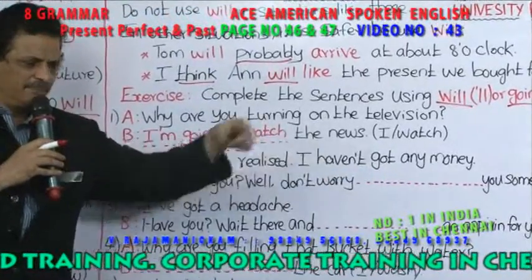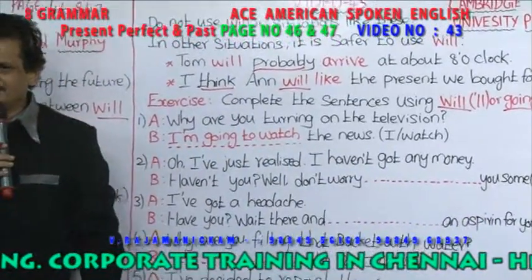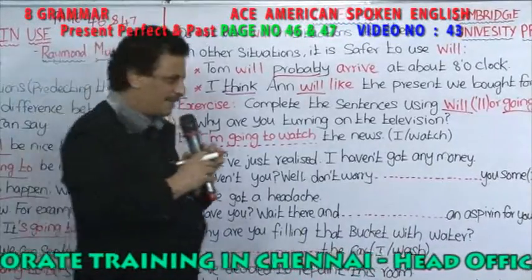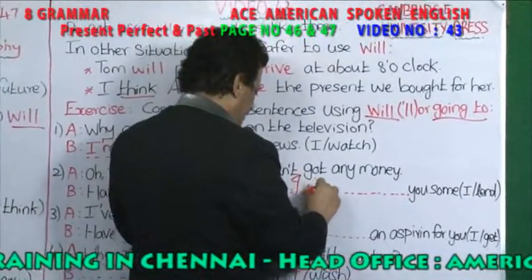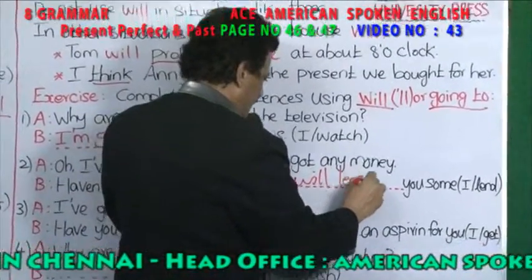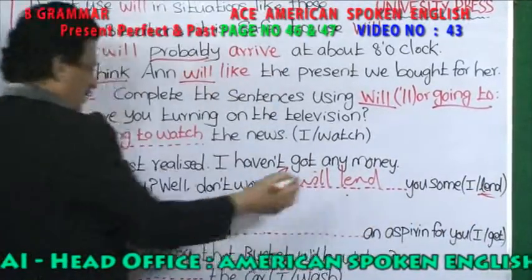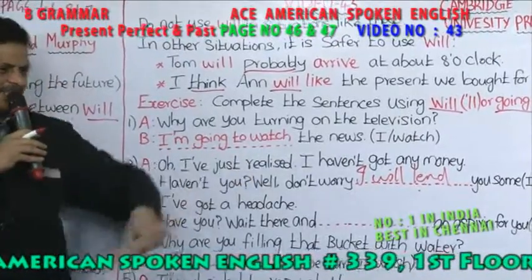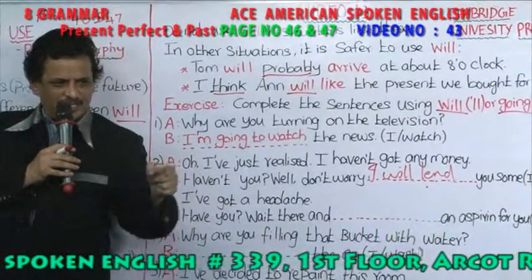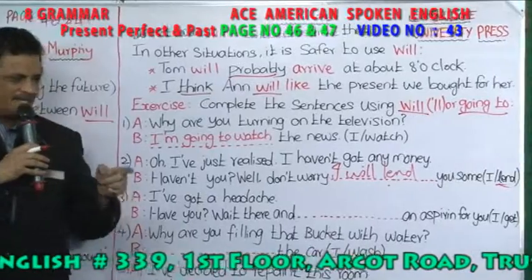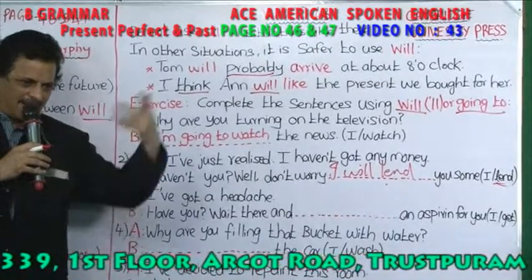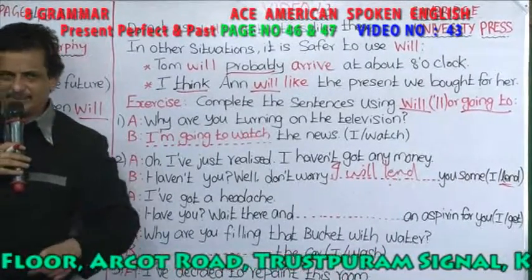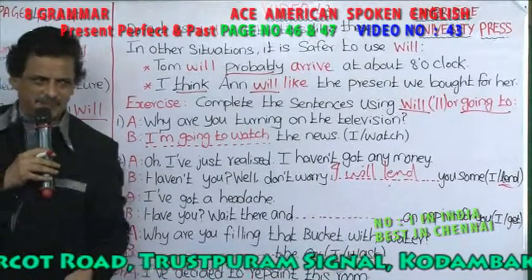I will give you some money. Which is correct? I will give you some money. I will give you or I will lend you. Why are you not using I am going to give you money? Because on the spot you are deciding. When you say I haven't got any money, then I say, okay, I will give you. I am not saying I am going to give you, because on the spot, I make a decision, right?